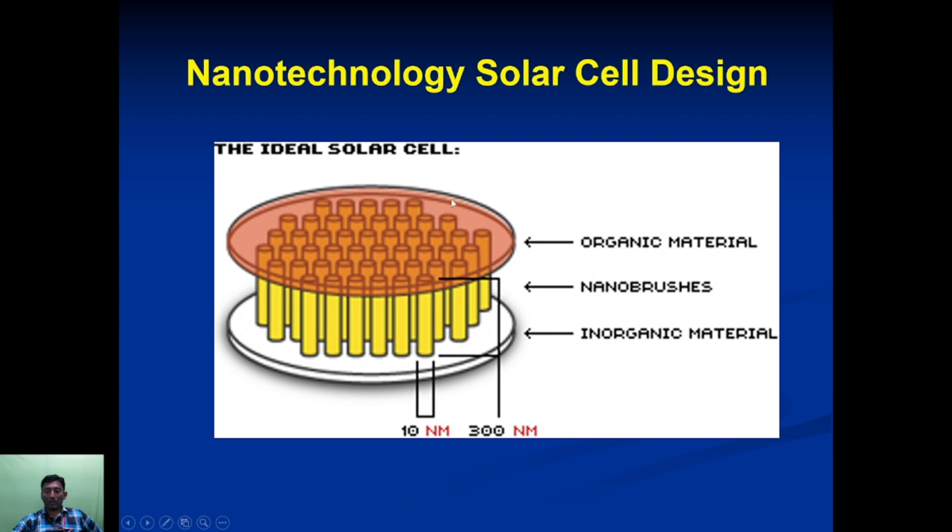Nanotechnology solar cell design. You can see the sizes, 10 nm and 300 nanometer. It is very minimal. These solar cells can be fabricated in this little size, and they can also generate electricity. Wherever a minimum amount of electricity is required for operation, we can use these nanotechnology based solar cells.